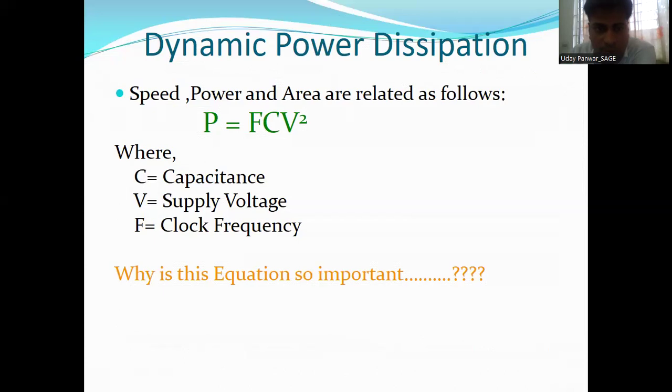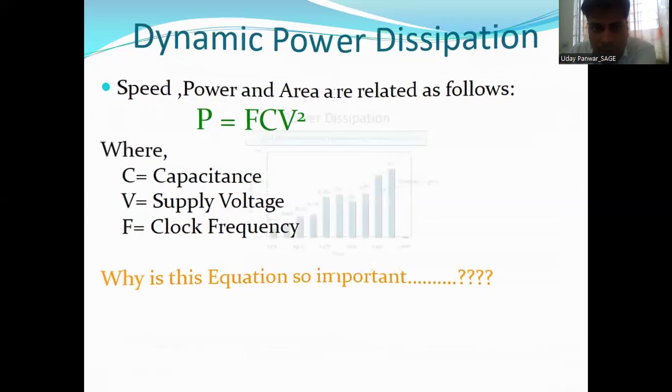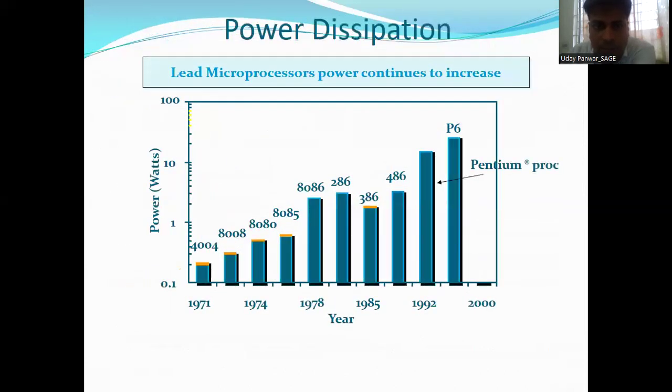This is the power dissipation curve, with power given in watts. The Intel 4004 processor was the first processor made by Intel, in 1971, and the power keeps going up till the Pentium 4 processor, invented in 1992.